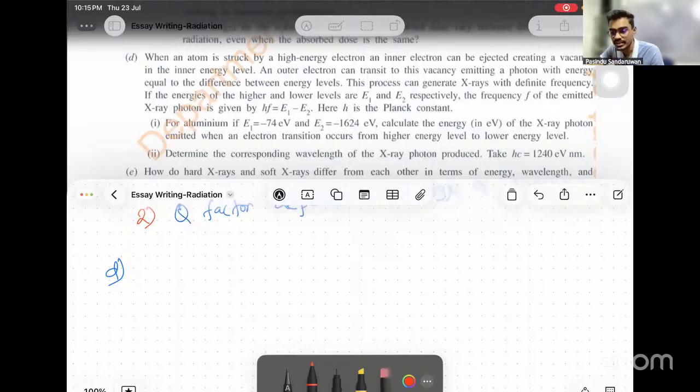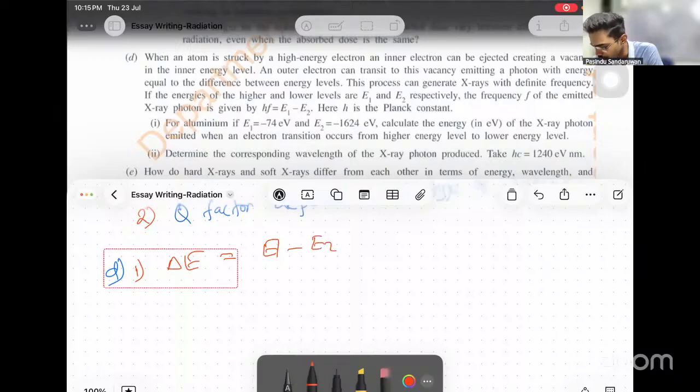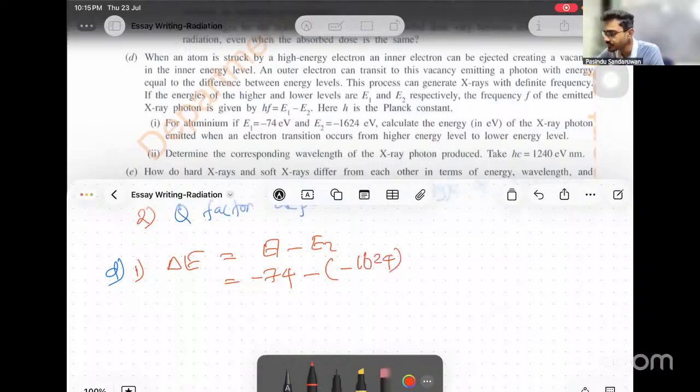The equation is also given, right? Energy is given by the difference. Then E equals hf, where h is Planck's constant. First one: for aluminium, E1 equals minus 74 and E2 equals minus 1624. Calculate the energy in electron volts of the X-ray photon emitted when an electron transition occurs from a higher energy level to a lower energy level. Then delta E equals E1 minus E2. E1 is minus 74, minus E2 is minus minus 1624. Then that is 1550 electron volts.